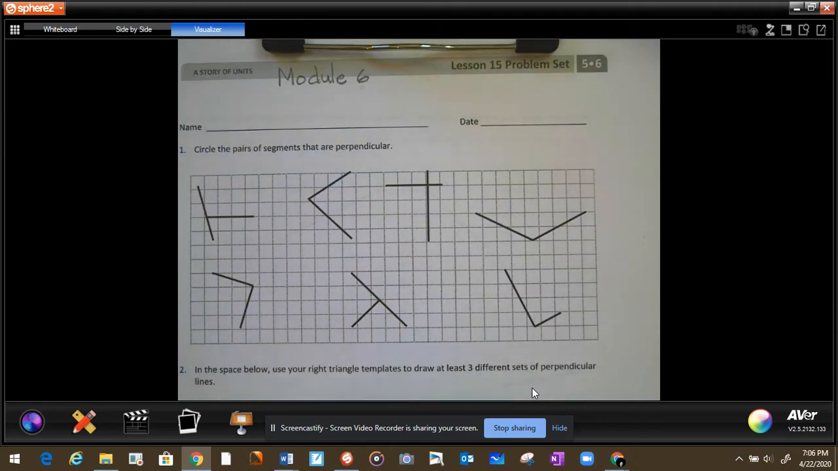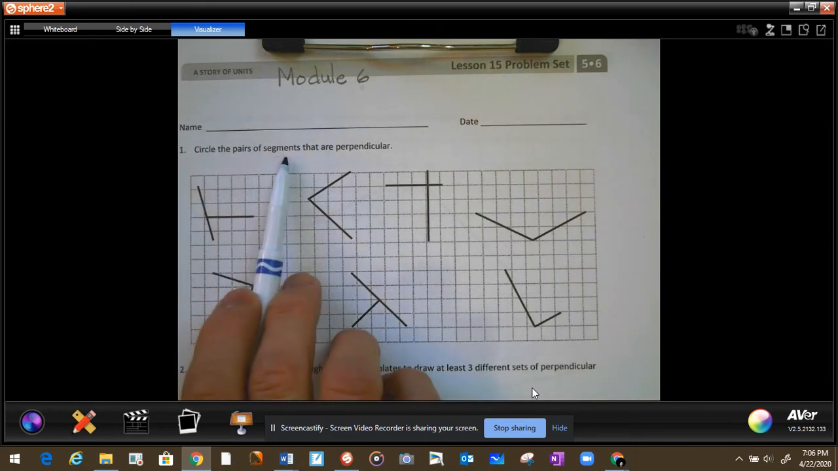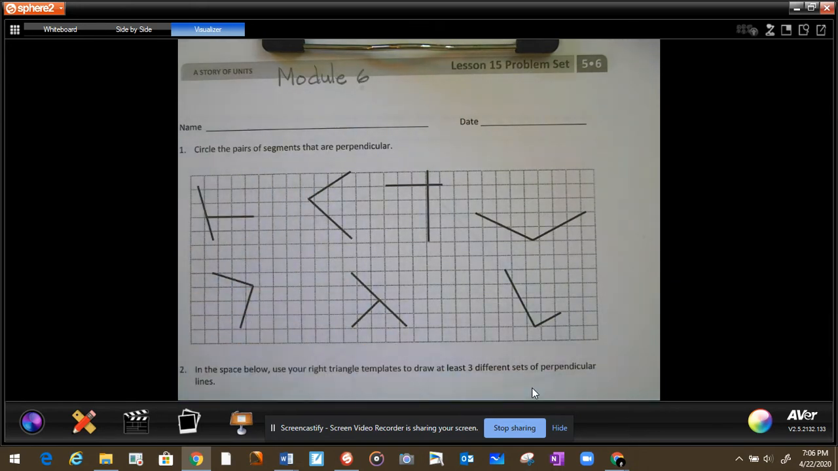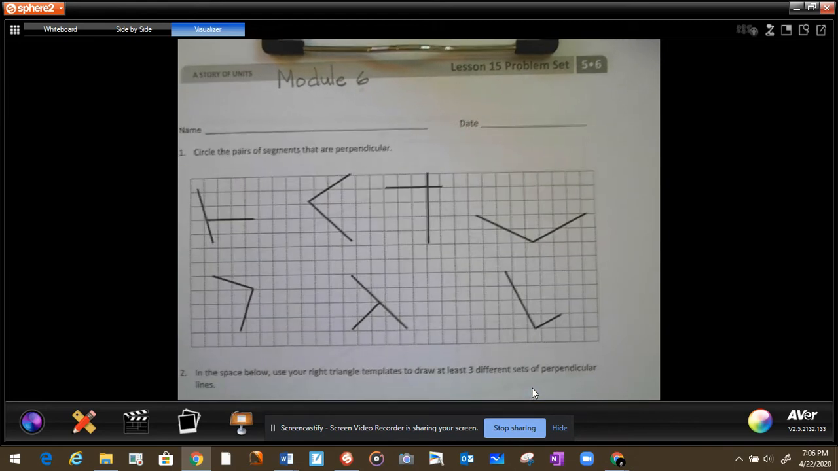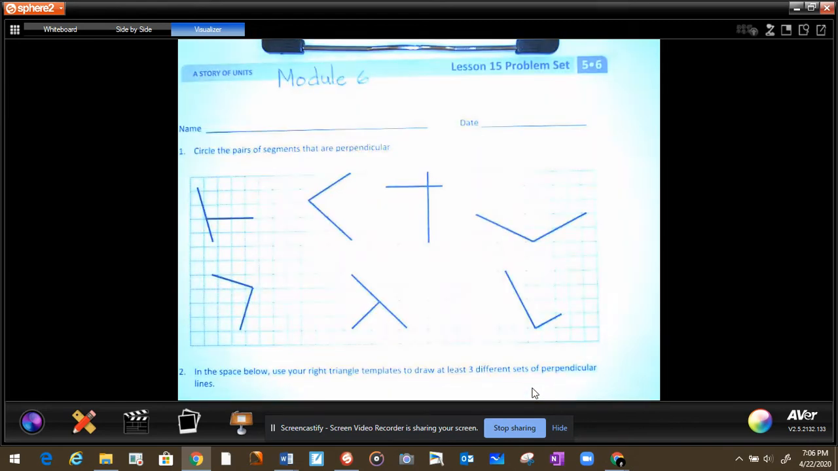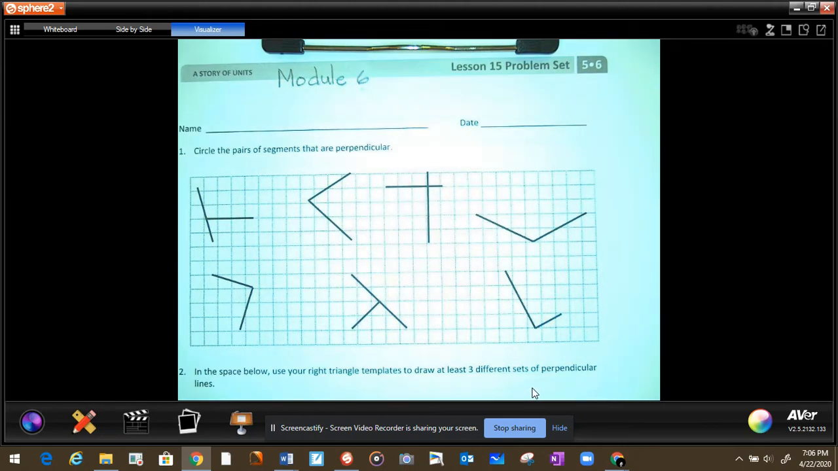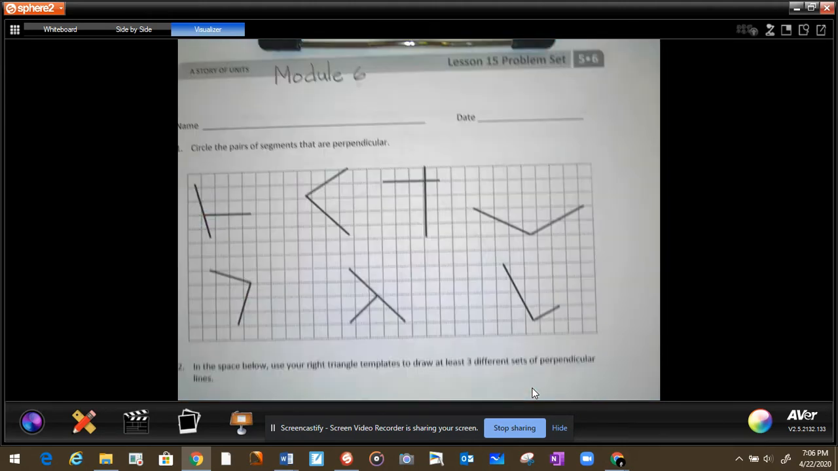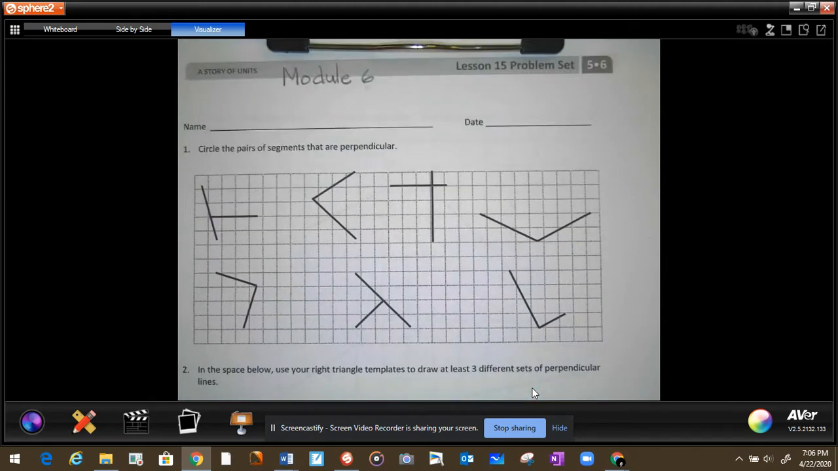Let's read the instructions first. Circle the pairs of segments that are perpendicular. So we're going to look at the pair of segments that are perpendicular. And I think we need a little light. So let's wait for it to adjust. Okay, so there we are.